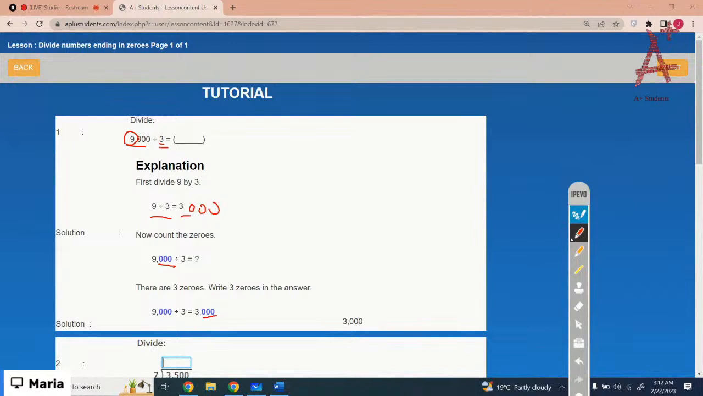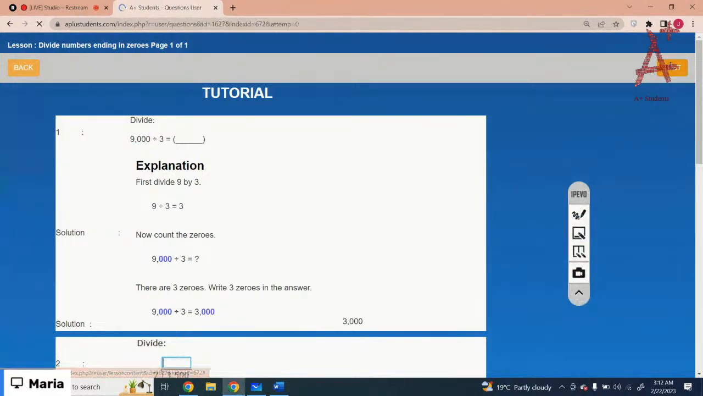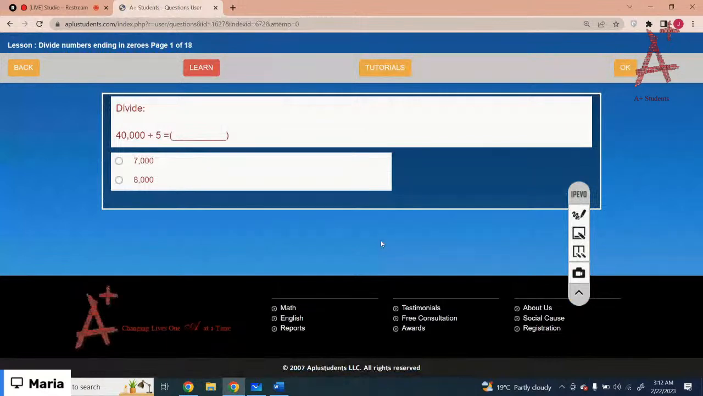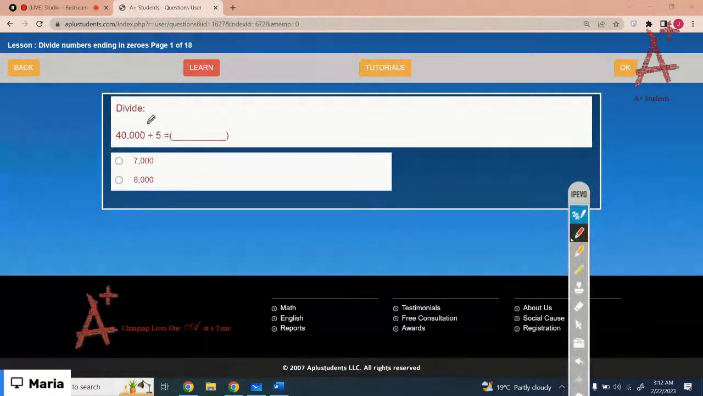Let's just start with the practice questions. You can have a look at the tutorial one by yourself because they are already solved. So I'm going to start with the test questions. Okay, let's just start with the first one. 40,000 divided by 5. You cannot divide 4 by 5 because 4 is less than 5, so you have to make it a two-digit number. It will be 40. You have to just divide 40 by 5.